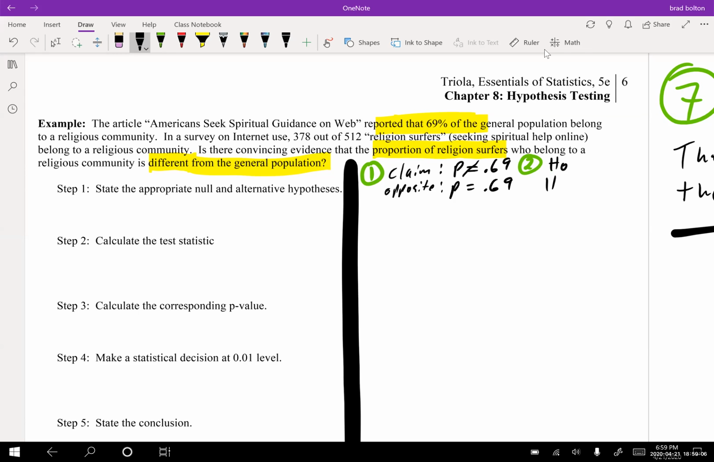So then we're going to try to now build the null. And remember, like in the previous videos, it's very easy to identify the null. It's always the claim that has the equal sign. So in this case, the null is P equals 0.69. And hold on real quick. Let me just clean something up. Let me do this.